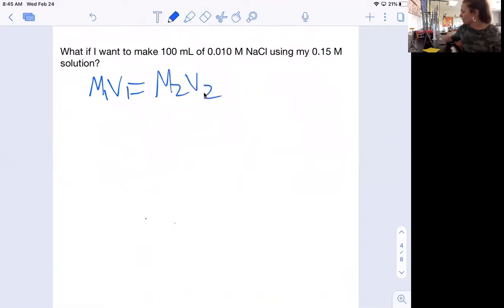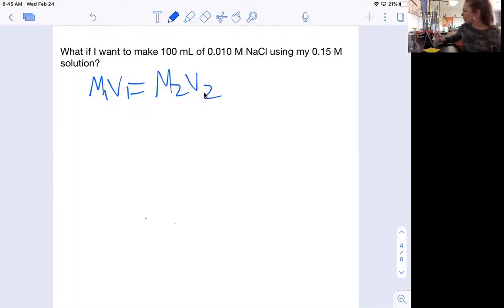M1V1 equals M2V2. It says, what if I want to make 100 milliliters of a 0.010 molar NaCl solution using this one that I already have? Because sometimes, measuring out on the scale is kind of a pain. If I have one already and I can just pour into a graduated cylinder, sometimes that's easier, okay? Especially for solutes that don't dissolve very easily. Because if I already have it dissolved, then let's just use that if I can.